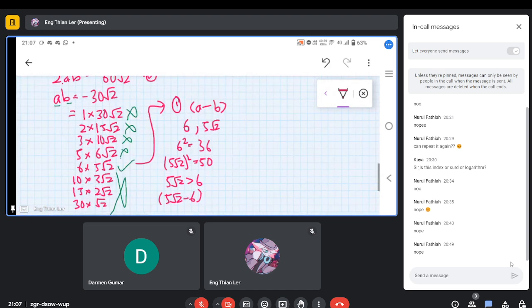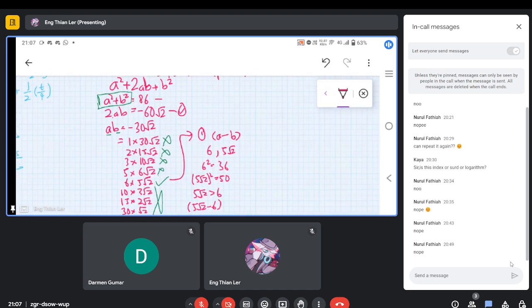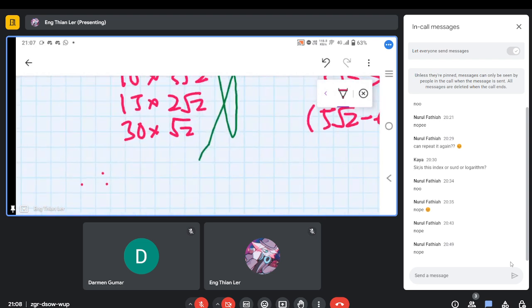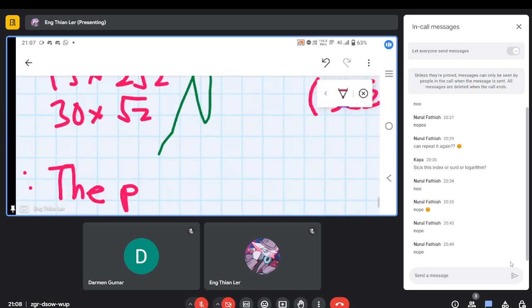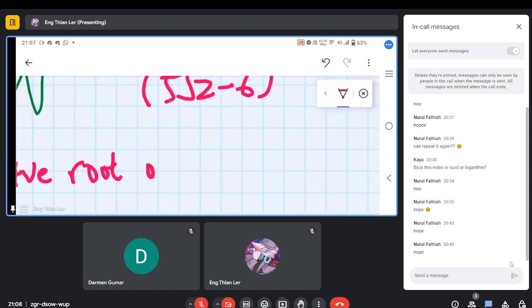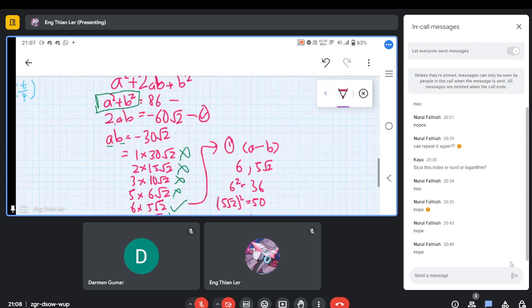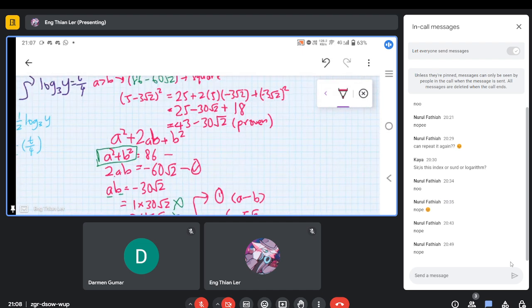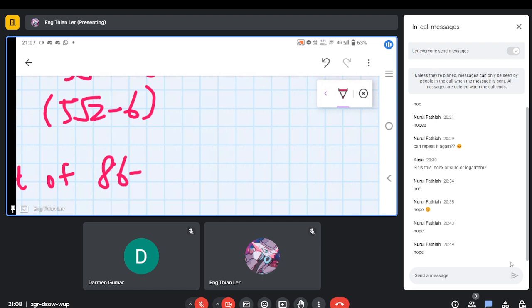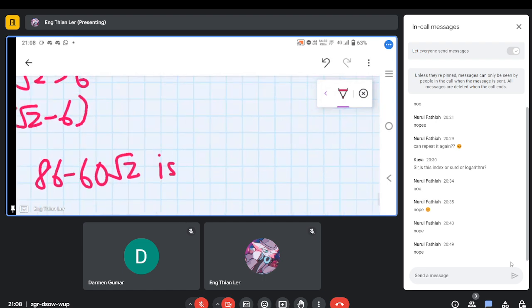Yeah. So that's how you do it. So let me write the conclusion. The positive root of 86 minus 60 root 2 is 5 root 2 minus 6.